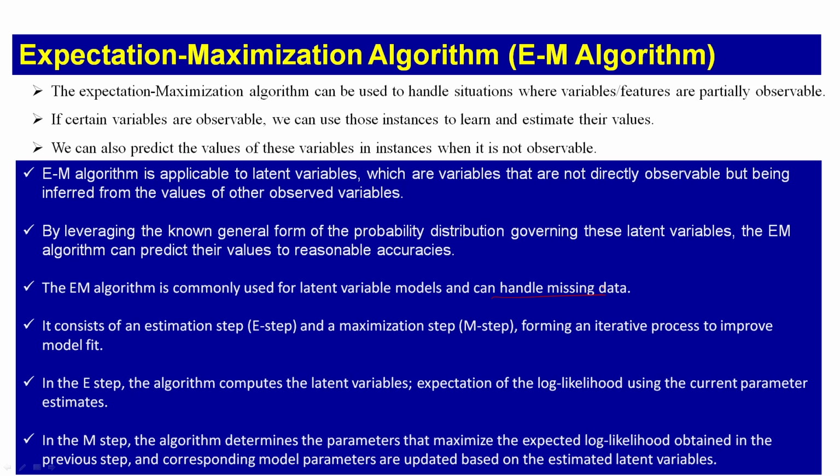So, this is the basis of the EM algorithm. It has two steps. One is called the E step, in which the algorithm computes the expectation of the log likelihood over the latent variables using the current parameter estimates. We will talk about that a little bit. The second step is called the M step, where it maximizes the expected log likelihood obtained in the previous step, and then the model parameters are updated based on that.